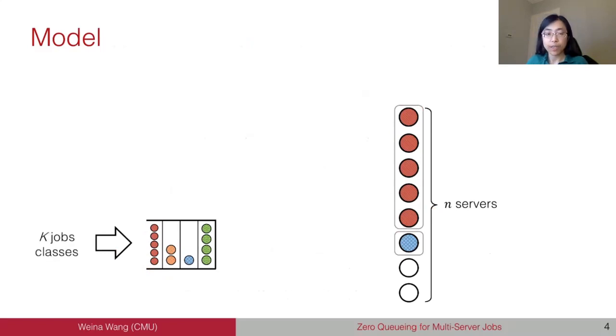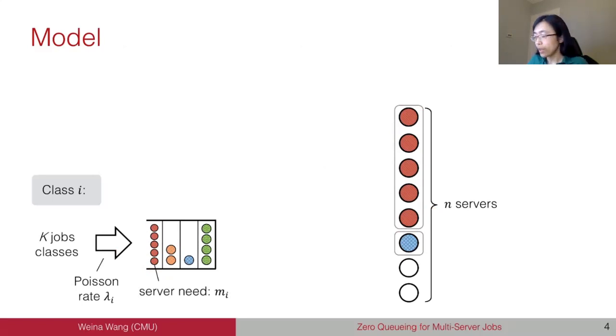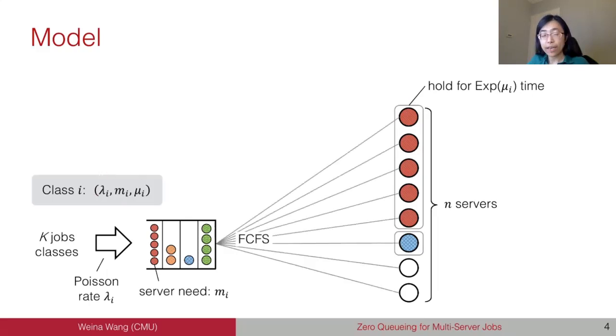We classify jobs into K job classes based on their server needs. For class i jobs, the arrival is a Poisson process with rate lambda_i, and the server need is M_i. When it goes onto the servers, it holds M_i servers for an exponential time with rate mu_i. This is a summary of the parameters for class i jobs. When we schedule jobs, we schedule them from the queue in a first come first serve manner, and this is the default policy being used by Google right now.